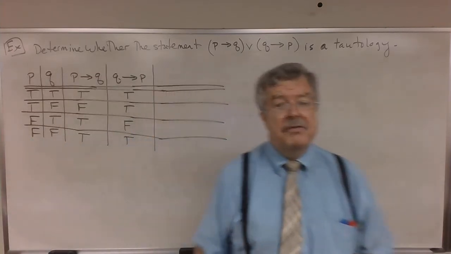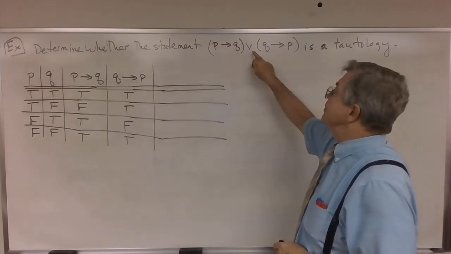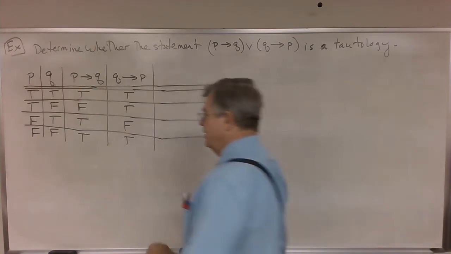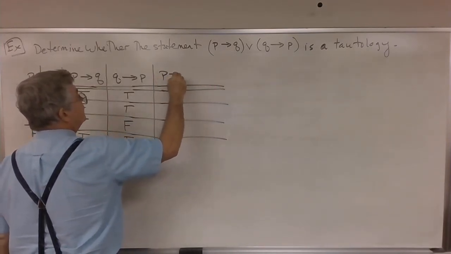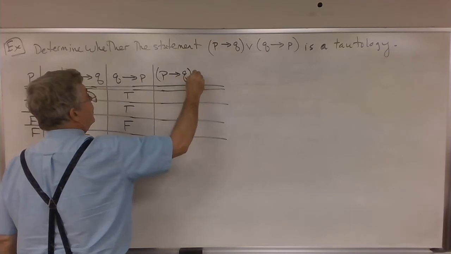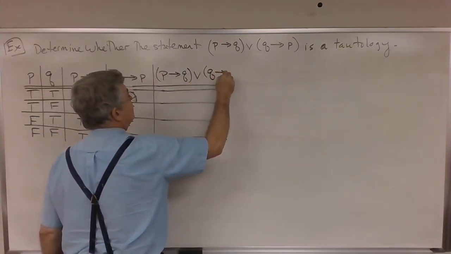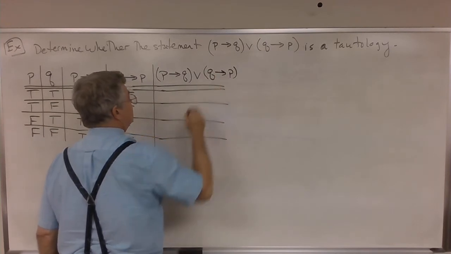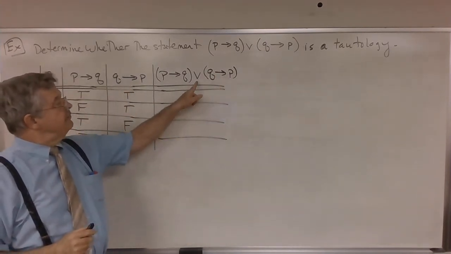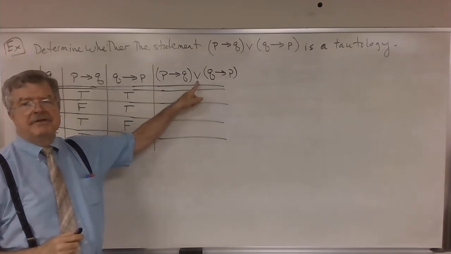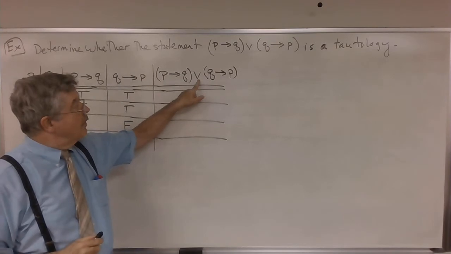Now, I guess the only thing to do now is to join these two things together with an or statement. P implies Q, or Q implies P. So in the broadest sense, or the most general sense, this is an or statement. It's this thing or that thing.